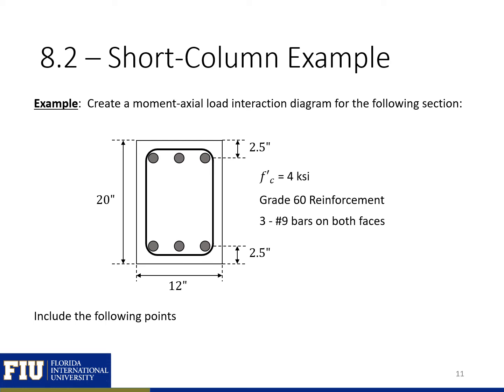We'll look at more of our moment-axial load interaction diagram using an example here. In this example, we're going to create a moment-axial load interaction diagram for the following section. The section has a height of 20 inches, a width of 12 inches, and we have 3 number 9 bars on the bottom and the top face, with a distance from the outer face to the centroid of our steel being 2.5 inches. We have a 4 ksi concrete and grade 60 reinforcement, so our yield strength is 60 ksi.